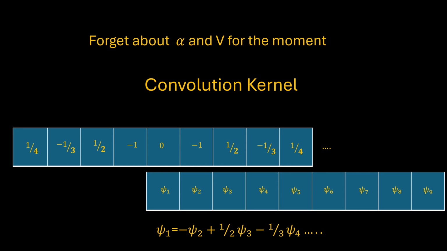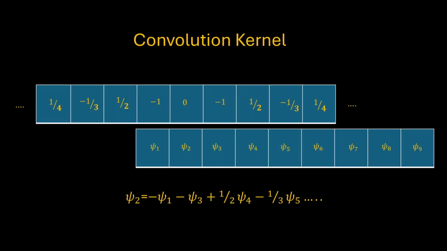Now we move on to the calculation for psi2 by simply sliding the convolution kernel across one place to the right. And in this instance we get that psi2 is equal to -1 times psi1 -1 times psi3 +1/2 times psi4 -1/3 times psi5, and so on. Convolution is a process commonly used in signal processing and image processing, although in the latter the convolution kernels are usually considerably smaller. However, the software packages used for convolution, such as in SciPy, are very powerful and highly optimized, and we can use them in doing convolution computations such as these.